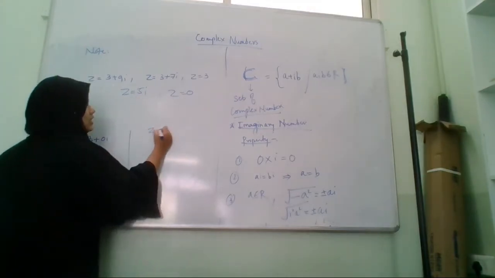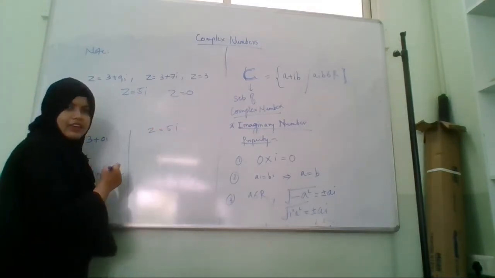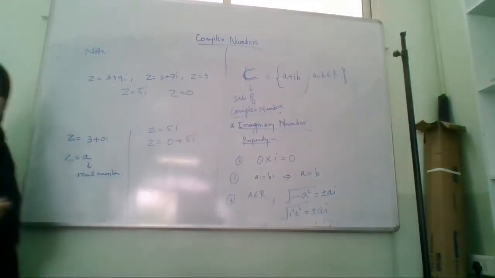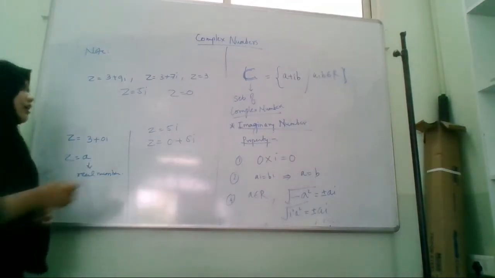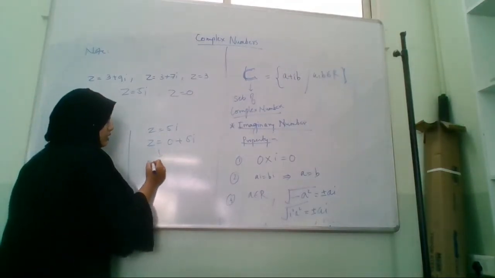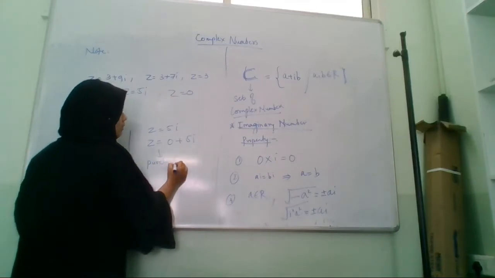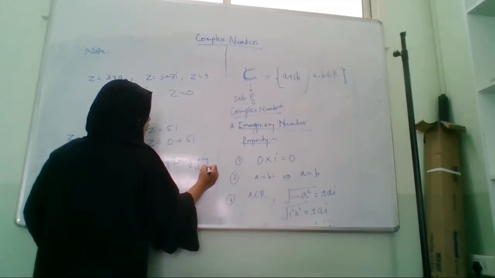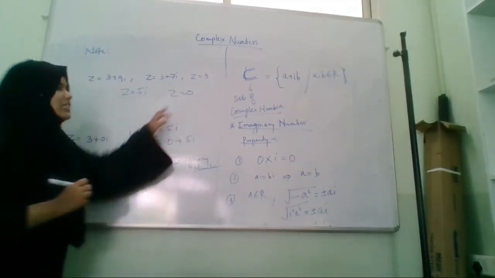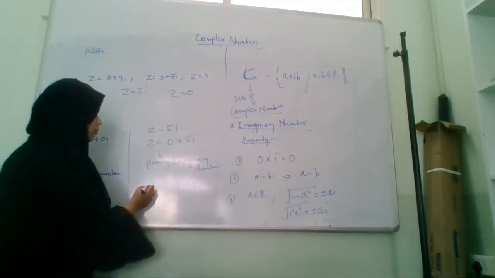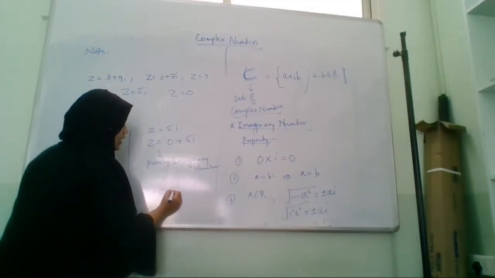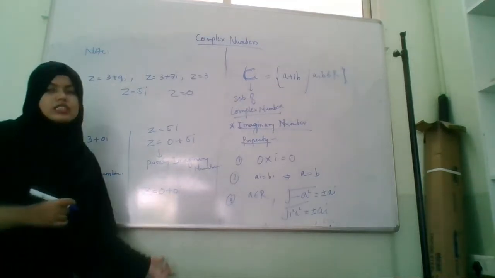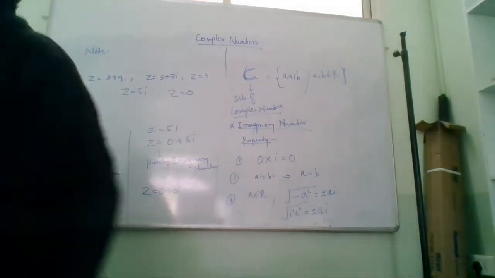Now the next number is z equals pi i. Here the real part is 0, right? Here the real part is 0, only the imaginary part is there. So such a type of complex number is called a purely imaginary number. And z is equal to 0 is also a complex number. Why? Because 0 can be written as 0 plus 0i. Okay, so this is called the zero of a complex number.